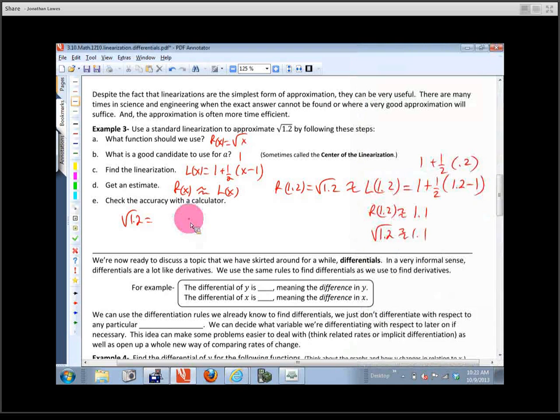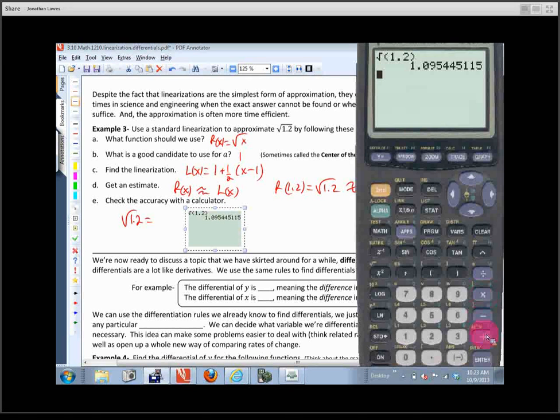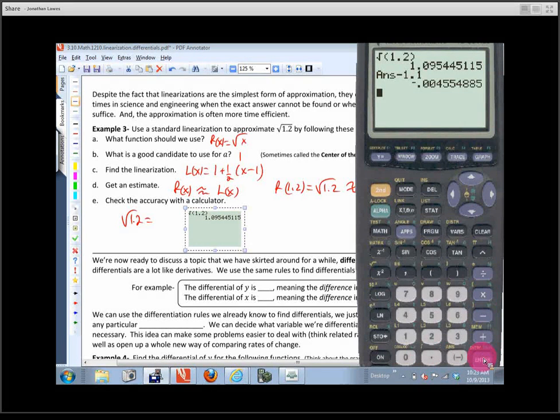Now, let's figure out how much we're off. What is the difference between the actual answer and our approximation? Because our approximation is 1.1. Let's compute that. So let's subtract 1.1. We're within tenths, hundredths, thousandths, 4/1000ths of the correct answer, just using a line.